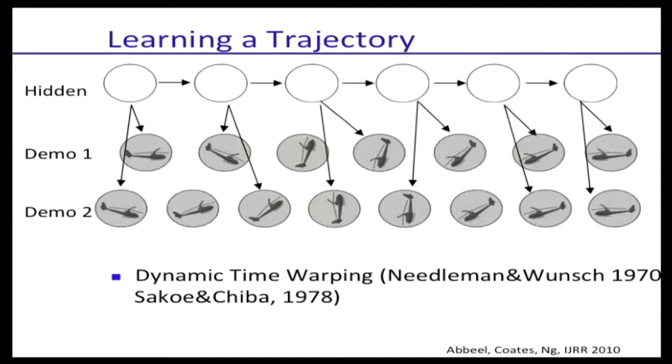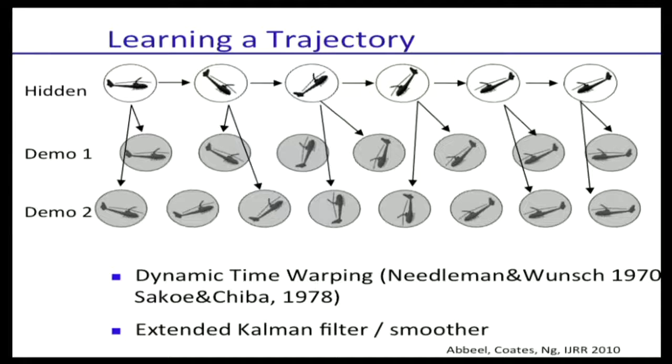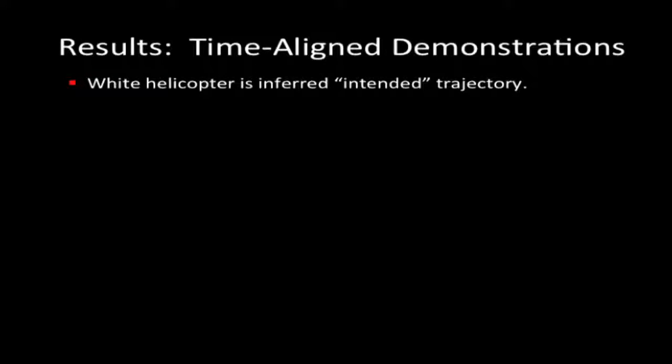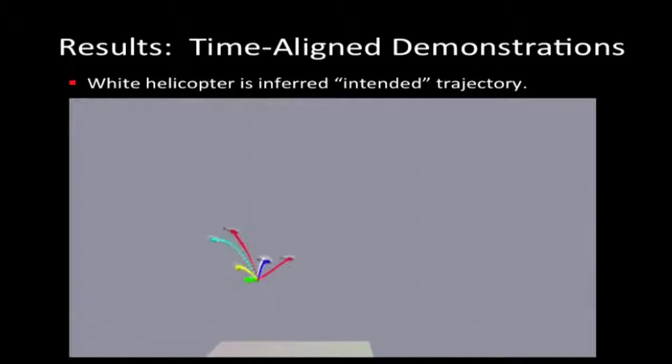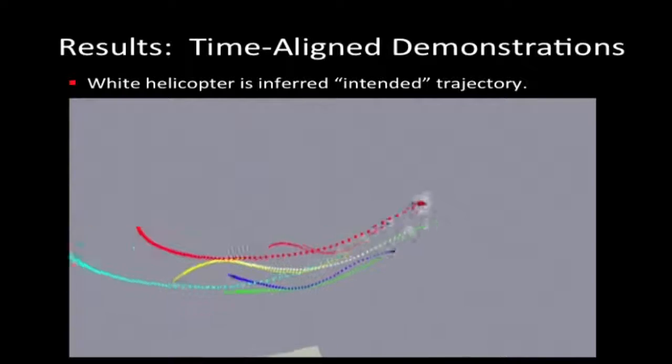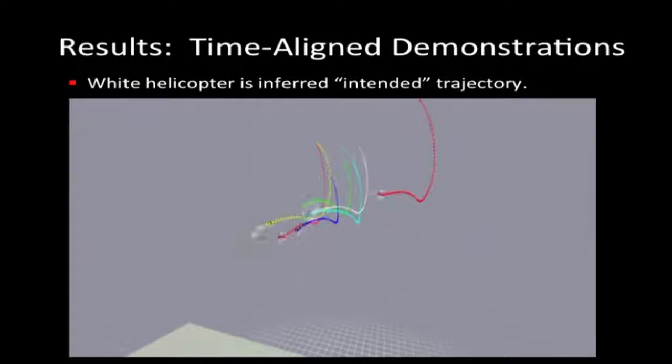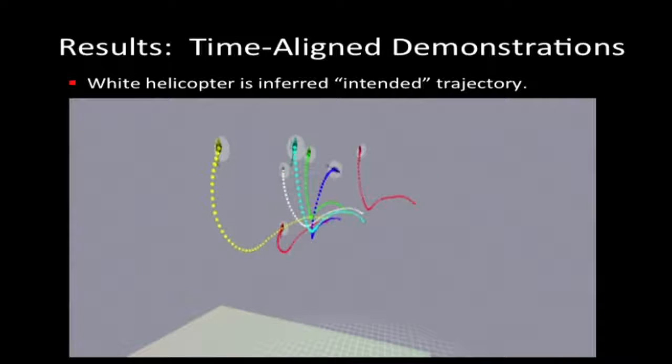Now you can run inference to fill in what the denoised state would be. You can do that with an extended Kalman filter or smoother in this case. After you've done that, you can rerun the alignment and iterate this till this thing reaches a fixed point. And then here is what you get. The white helicopter is the denoised version. And now all these are time-aligned also the way they're displayed. So the white helicopter is the one we'll want to follow in the real world.